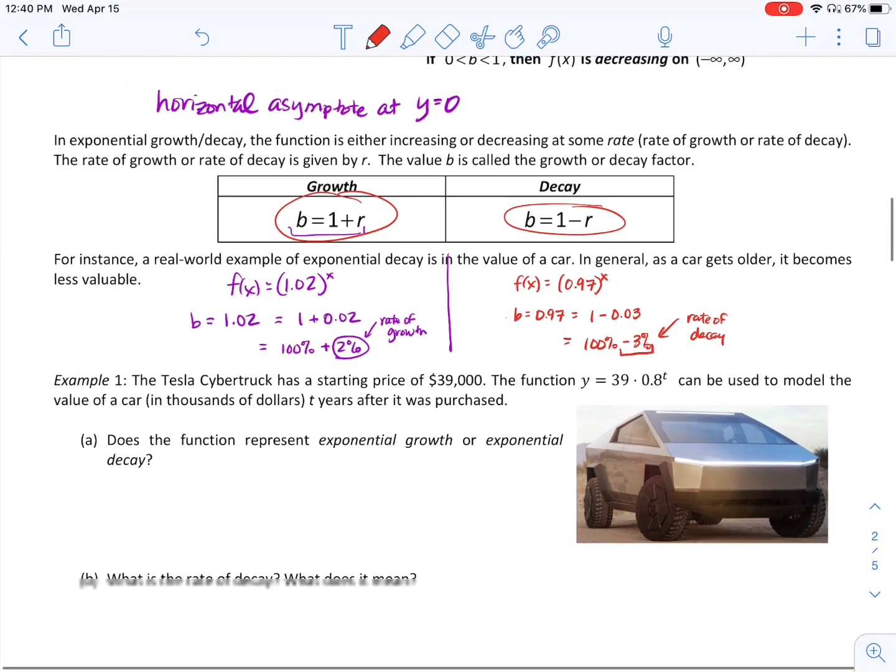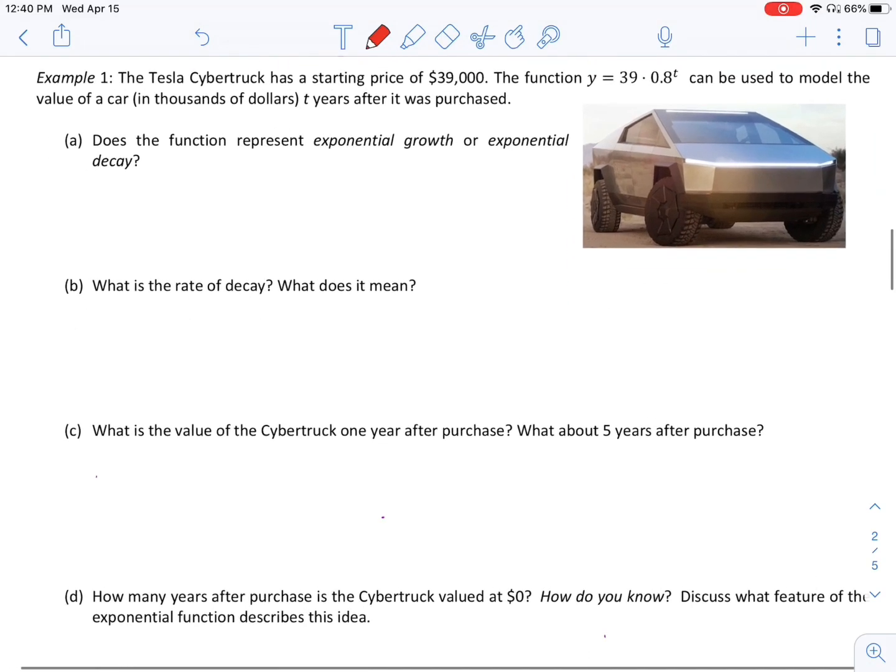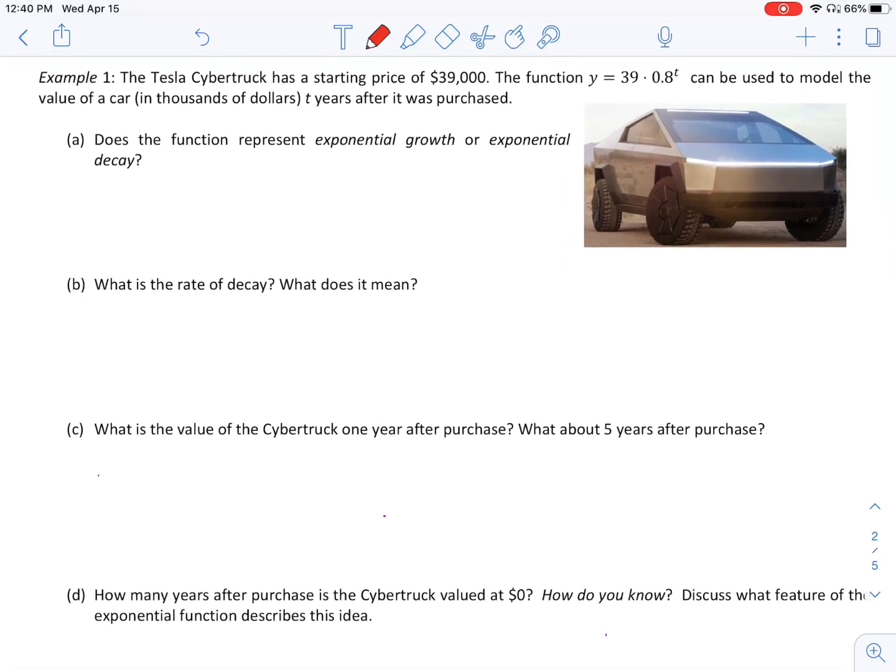So let's look at one particular example, a real-world example specifically. The Tesla Cybertruck has a starting price of $39,000. The function y equals 39 times 0.8^t can be used to model the value of the car in thousands of dollars, t years after it was purchased. Does the function represent exponential growth or exponential decay?